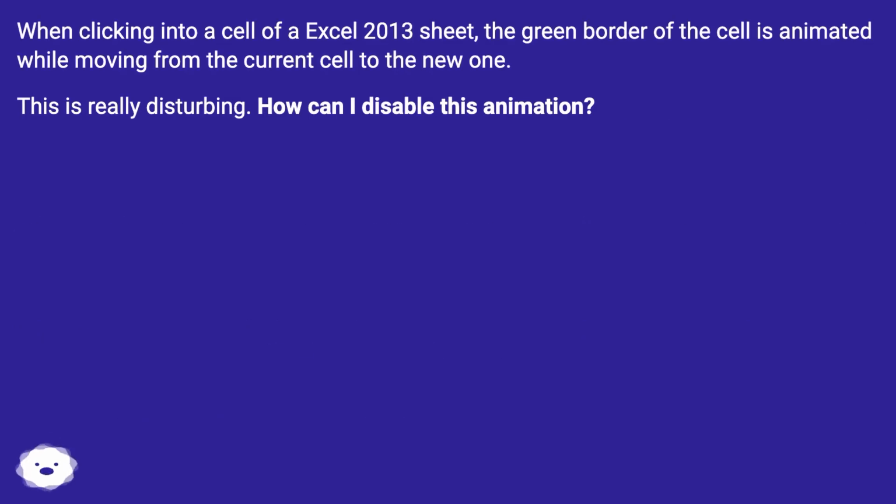Disable Excel 2013 cell animation. When clicking into a cell of an Excel 2013 sheet, the green border of the cell is animated while moving from the current cell to the new one. This is really disturbing. How can I disable this animation?